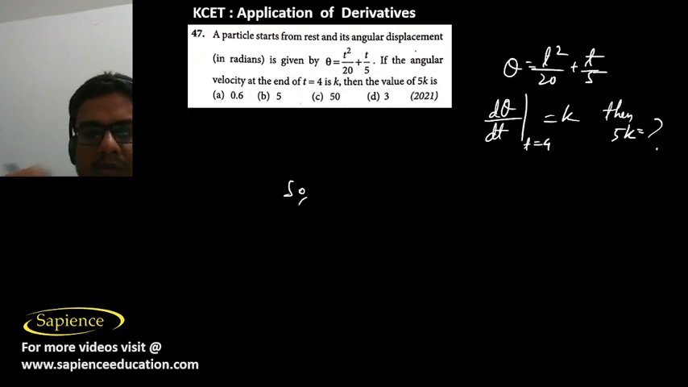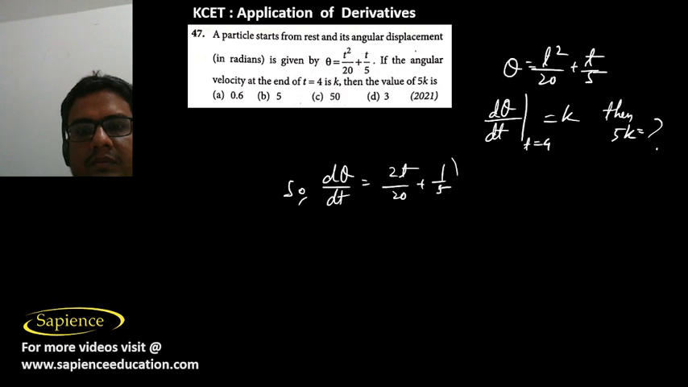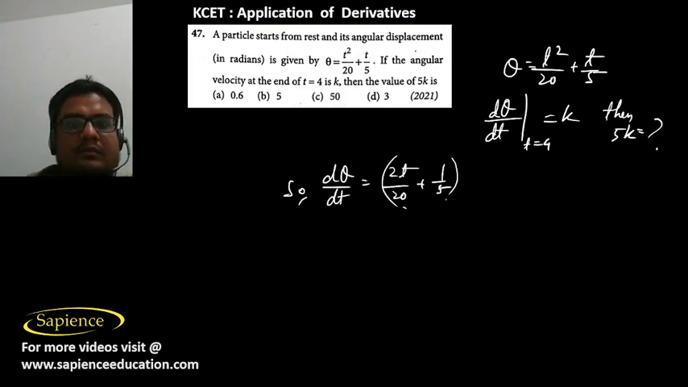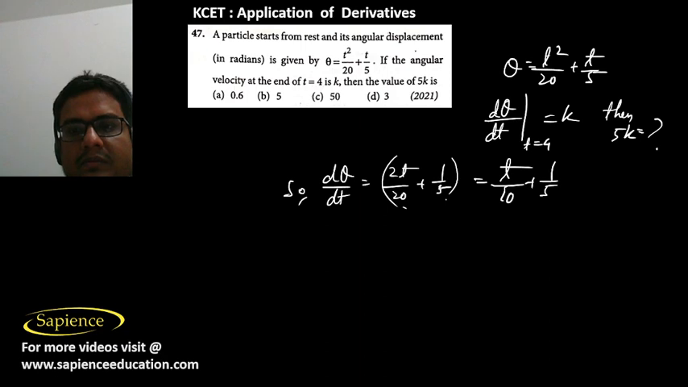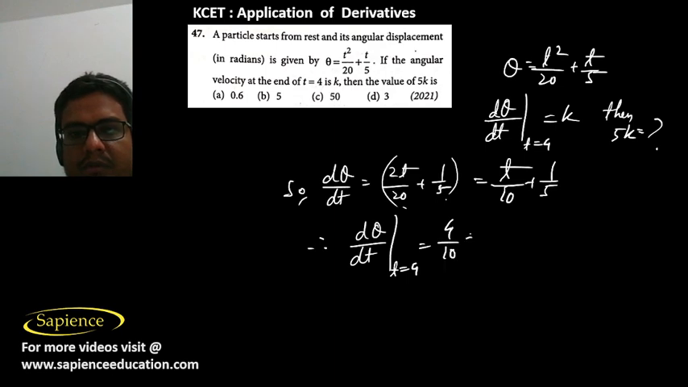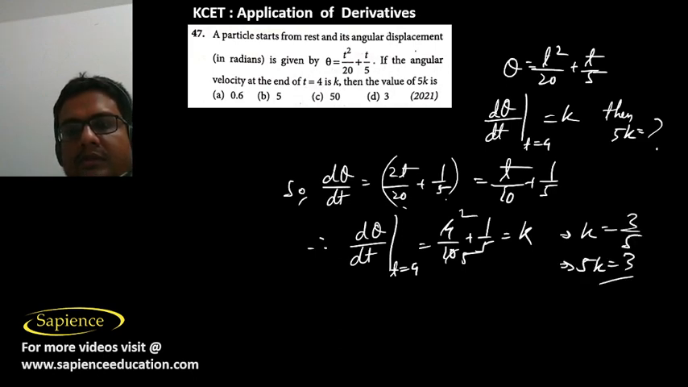Initially d theta by dt is zero. d theta by dt is 2t by 20 plus 1 by 5, that is t by 10 plus 1 by 5. So d theta by dt at t equal to 5, that is 5 by 10 plus 1 by 5, is equal to k. That is 7 by 10 equals k, so 5k is 3.5.